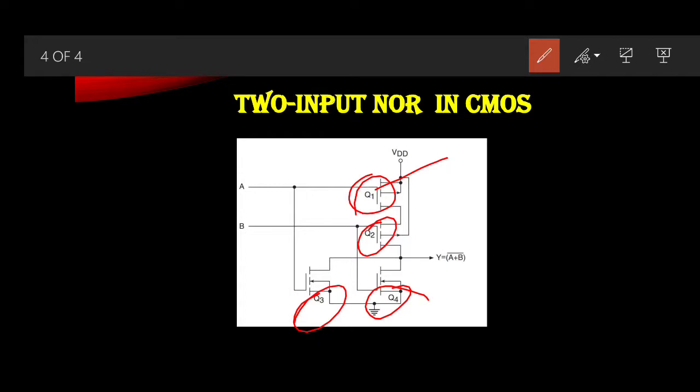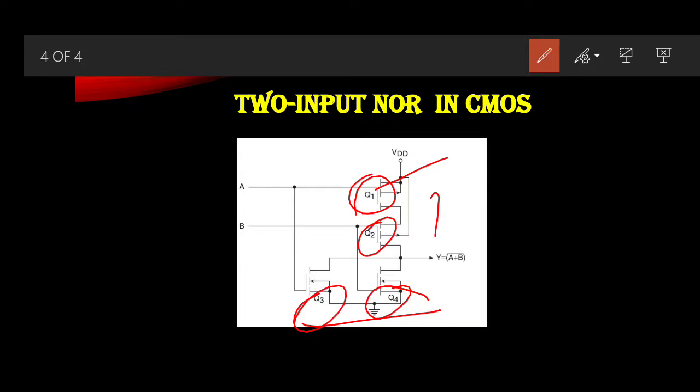Now I will tell you how the circuit will operate. First of all, if we want the output to be logic 1, it is essential that both the series connected P channel devices conduct, and both the parallel connected N channel devices remain in the cutoff state. But how is it possible? It is only possible when both the inputs are in the logic 0 state. So this will verify one of the entries of the NOR gate truth table.